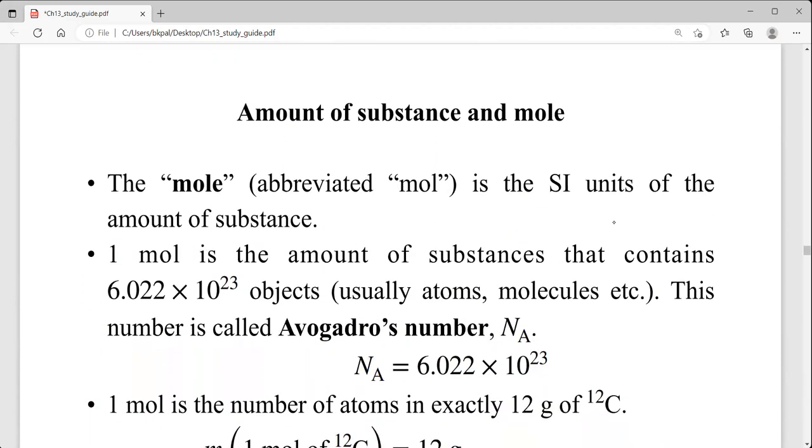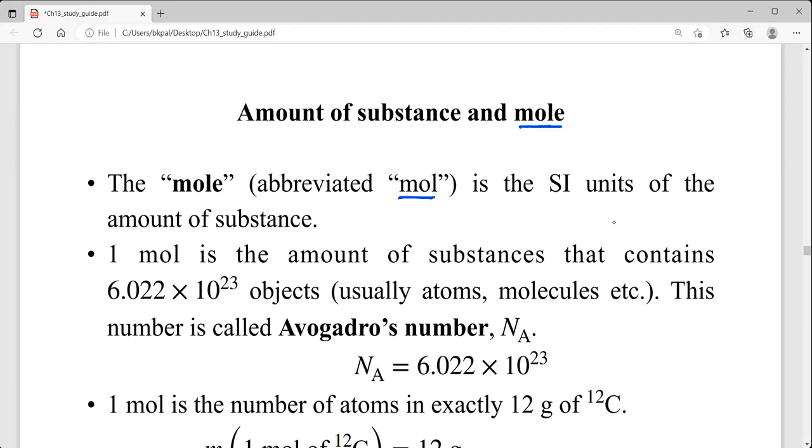Now here I'm going to talk about the amount of substance. Amount of substance is measured in moles. The mole is the standard international unit for amount of substance. Do not confuse this with mass. Mass and amount of substance are related, as I will show you in this slide, but they are two different things in physics and in chemistry. So the mole is the SI unit for amount of substance, and we use just mol to represent mole.